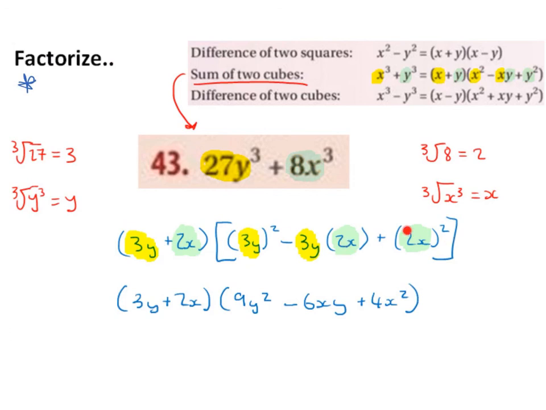So then we just have to simplify. 3y + 2x stays as it is. (3y)² becomes 9y². Minus 3y by 2x is minus 6xy. And (2x)² is 4x². So this is our answer.